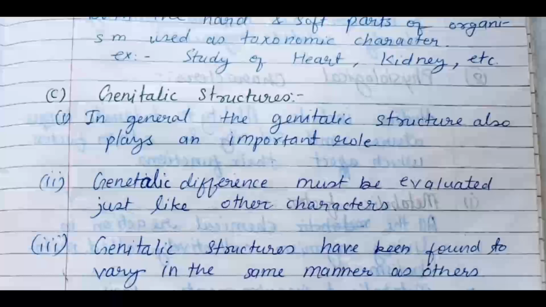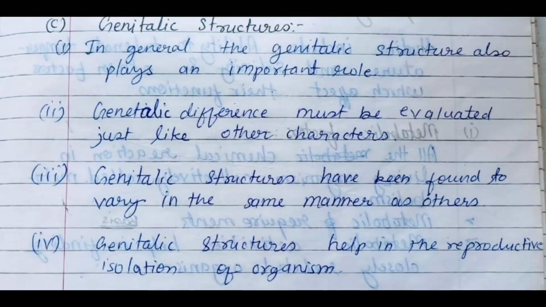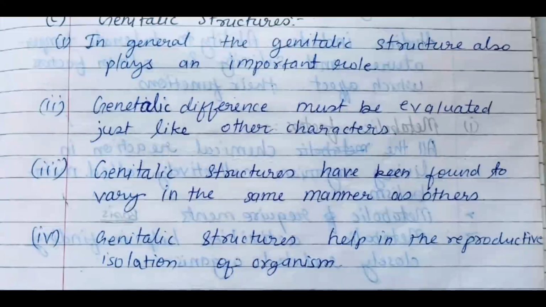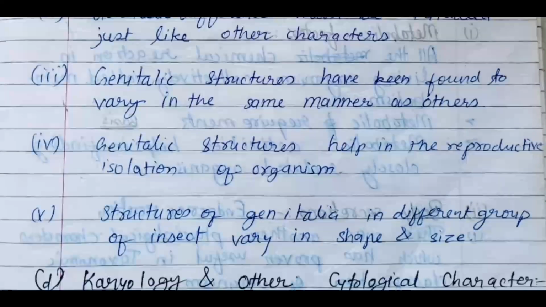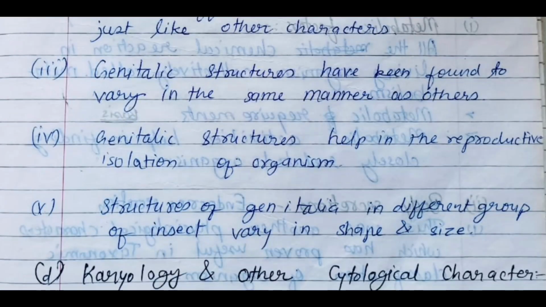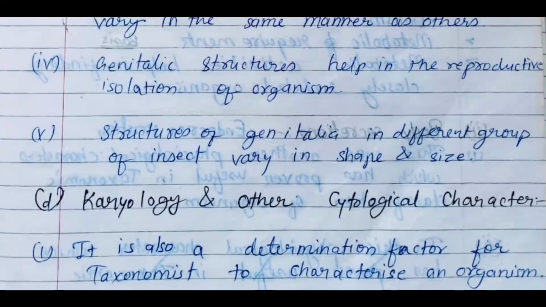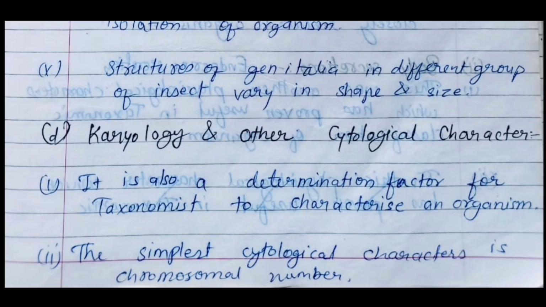Genetic structures. In general, genetic structure also plays an important role. Genetic differences must be evaluated just like other characters. Genetic structures have been found to vary in the same manner as others. Genetic structures help in the reproductive isolation of organisms. The structure of genitalia in different groups of insects varies in shape and size.